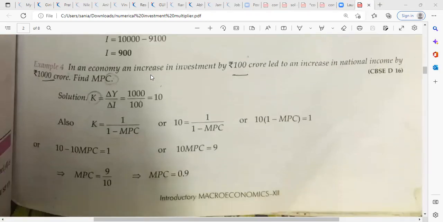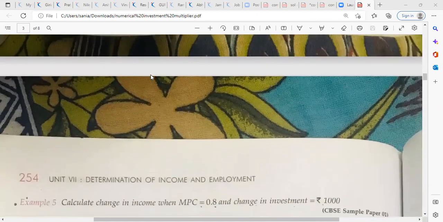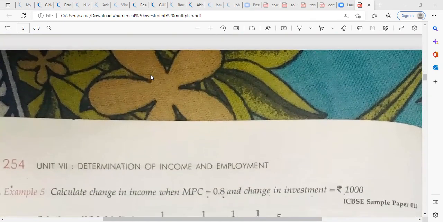In an economy, an increase in investment by 100 crore. Now this question, I hope you can see question number 5. So over here you have what you have to do.